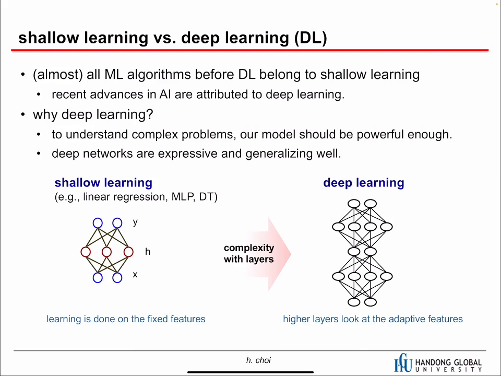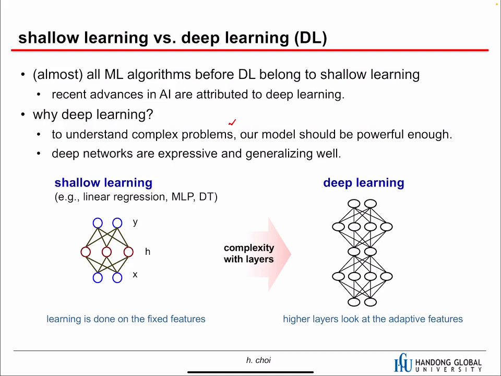What is the difference between shallow learning and deep learning? There are many machine learning algorithms, and all the machine learning algorithms before deep learning belong to shallow learning. Recent advances in AI are attributed to deep learning, as you know. Why do we have to talk about deep learning while we have a lot of machine learning algorithms? Basically, to understand complex problems, the model should be powerful enough, so we need a bigger model.